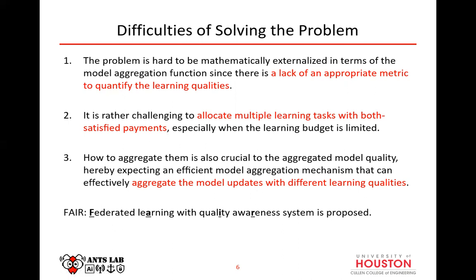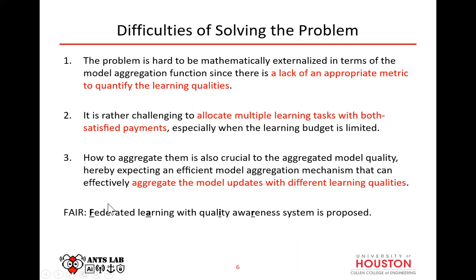it is challenging to allocate multiple learning tasks with satisfied payments, especially when the learning budget is limited. On the one hand, the nodes have different computation and communication costs, and it is hard to model the learning cost of each participating node. And on the other hand, participants are usually selfish, and they tend to claim a higher cost than the real one in order to increase individual learning profit. And the third difficulty is it is difficult to aggregate the model updates with different learning qualities.